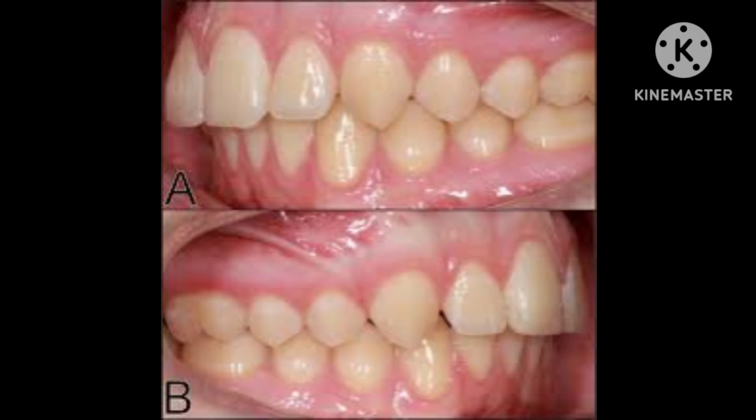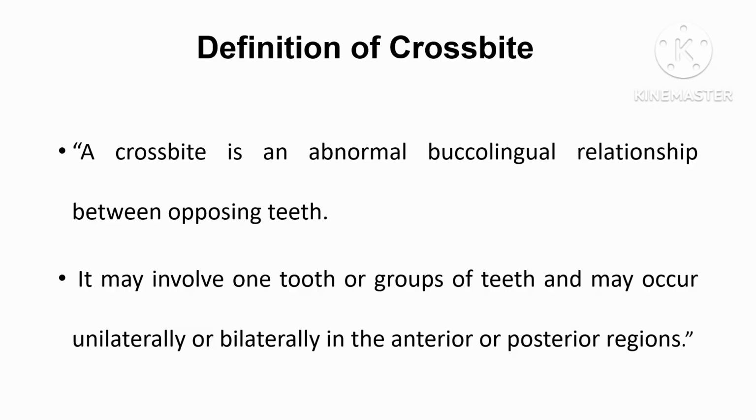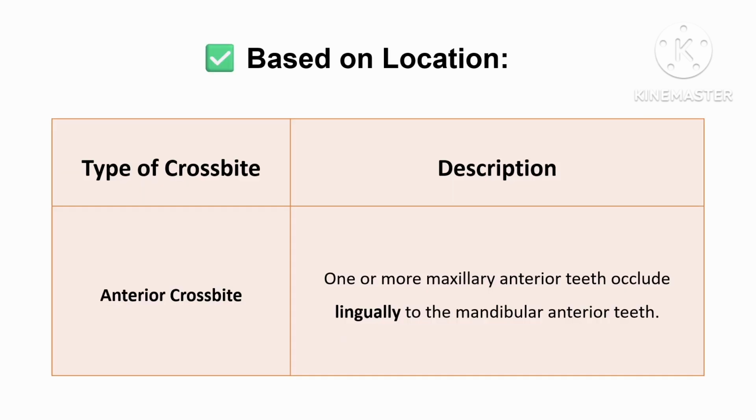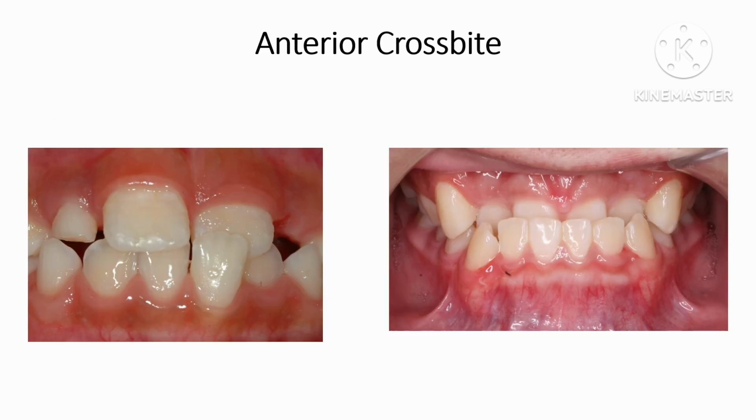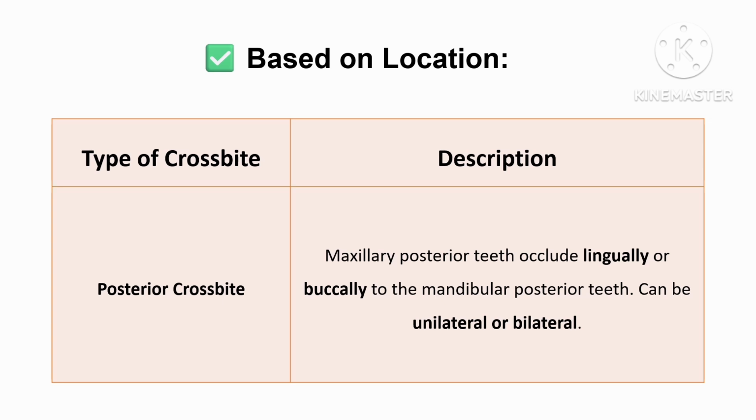If we see in the normal occlusion, the upper teeth should slightly overlap the lower teeth in both the front and at the back. When this relationship is reversed, it is called crossbite. Proffit describes it as an abnormal buccolingual or labiolingual relationship of the teeth. We can broadly categorize them into anterior crossbite and posterior crossbite. Posterior crossbite is the one which affects the back teeth, that means it affects molars and the premolars.